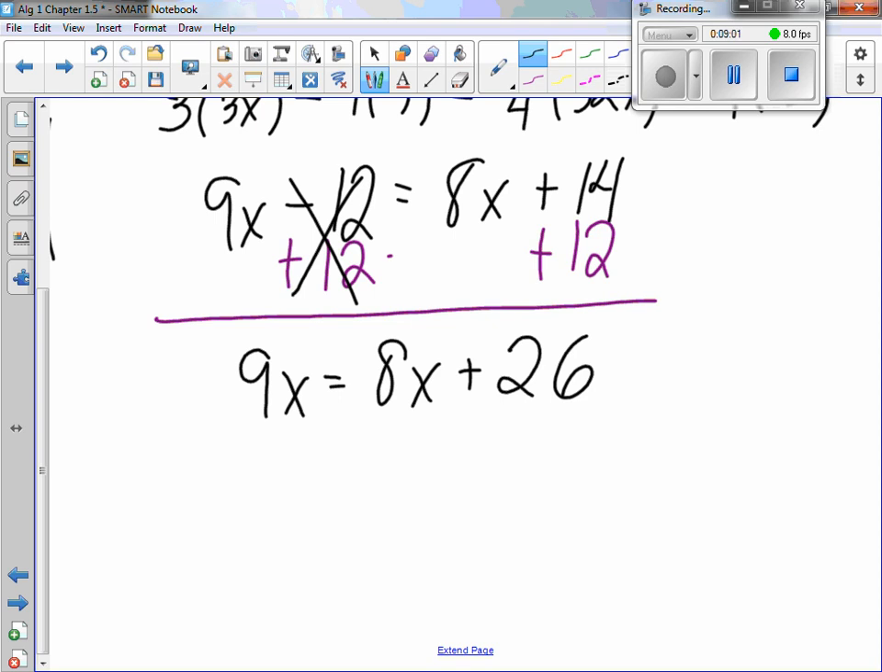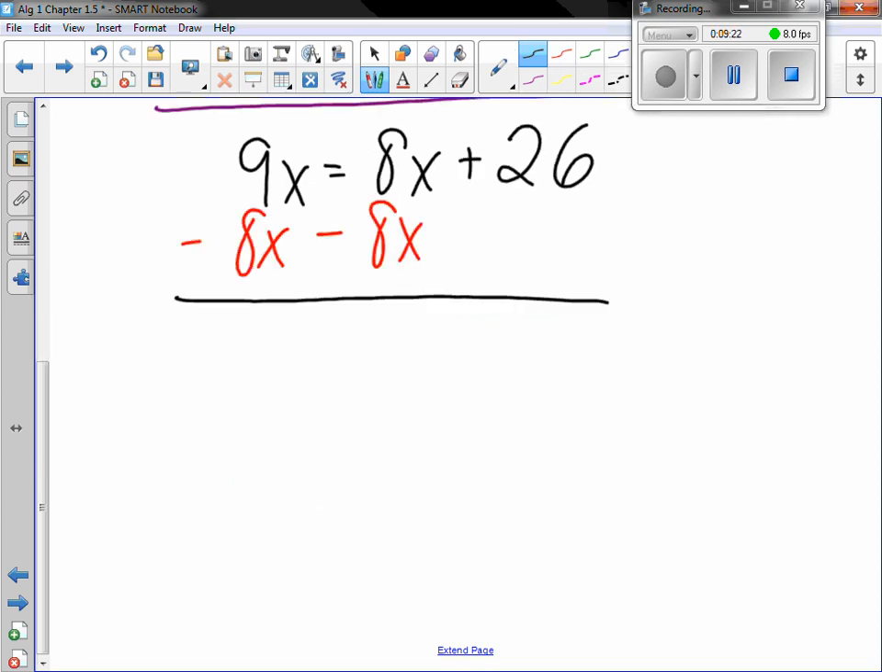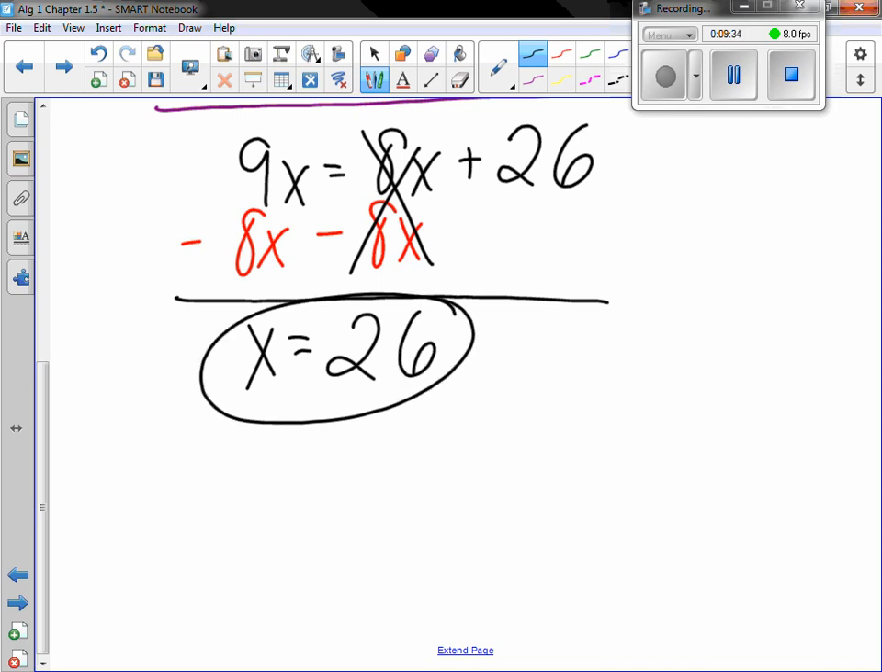Are the x's on the same side? No, so we need to move what? So we need to move 8x to the other side. Well, how could I move it? We would subtract 8x from both sides. Well, 9x minus 8x is 1x. 8x minus 8x cancels, and I'm left with, so the value of x for this is 26.